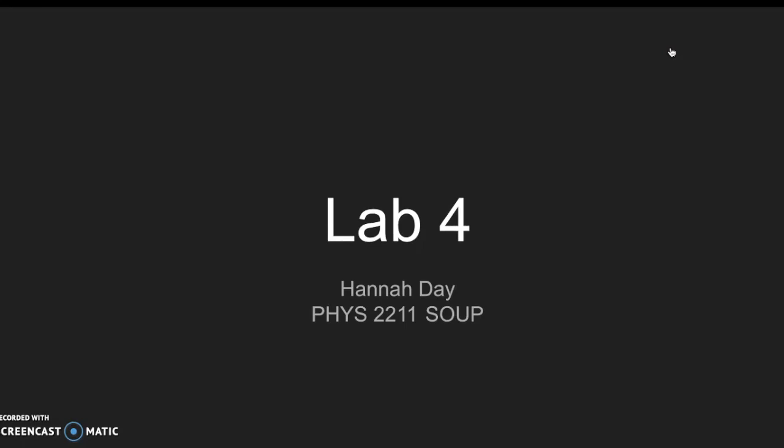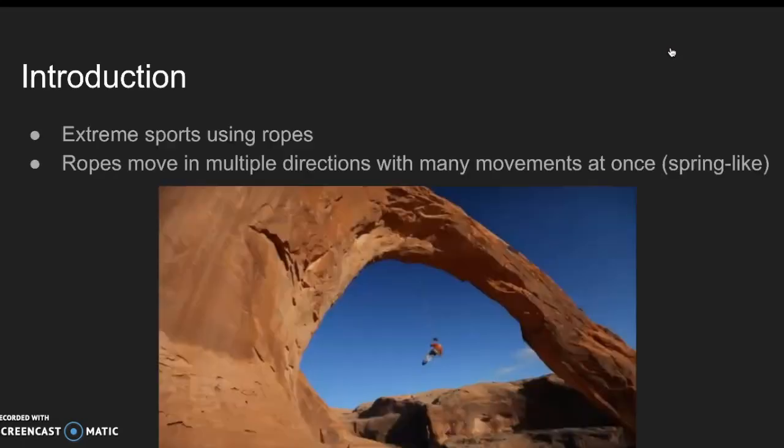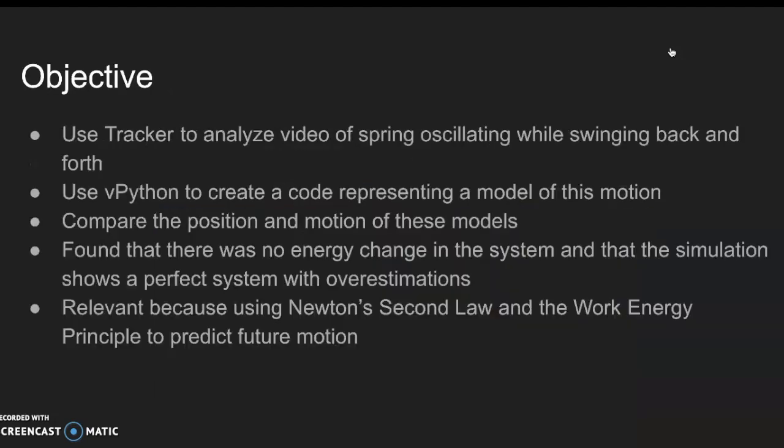Hello, this is Lab 4 for Physics 2211. This lab is an application of extreme sports that use ropes. This is a screenshot from a video that was an excerpt of an extreme rope climber swinging back and forth on this rope from the arch in the rock. The rope moves in both directions, both vertically and horizontally, and acts as a spring.